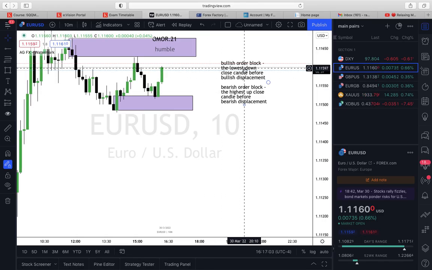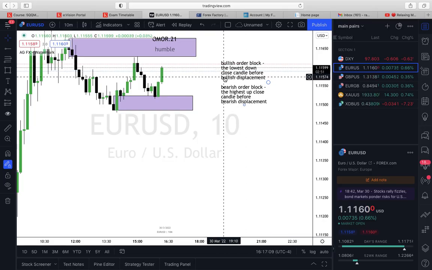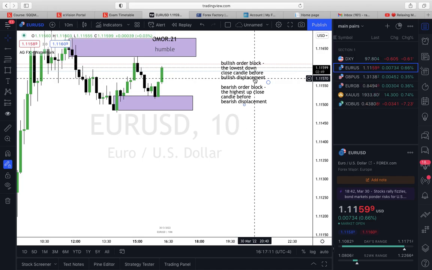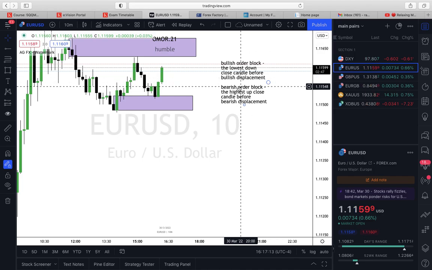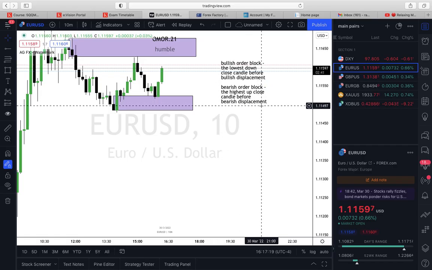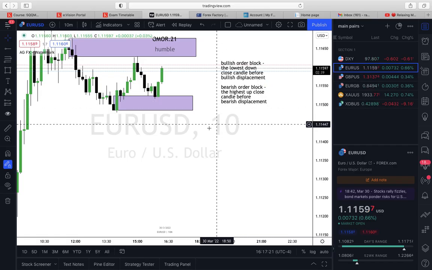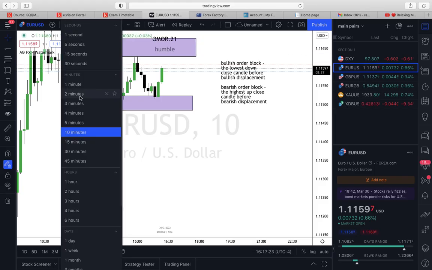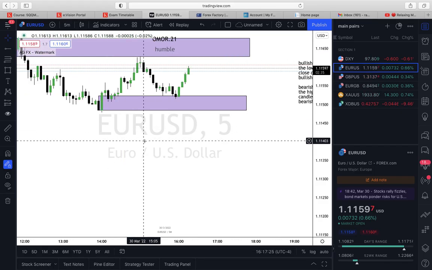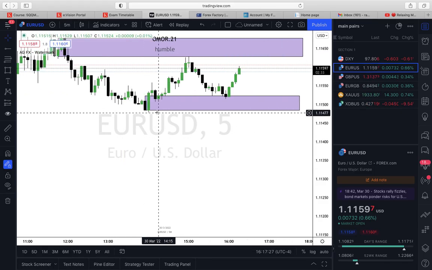A bullish order block is the lowest down close candle before bullish displacement. And now the keyword is displacement. Bearish order block, the highest up close candle before bearish displacement. Now, what do I mean by displacement? I'll tell you exactly what I mean by that. Displacement.